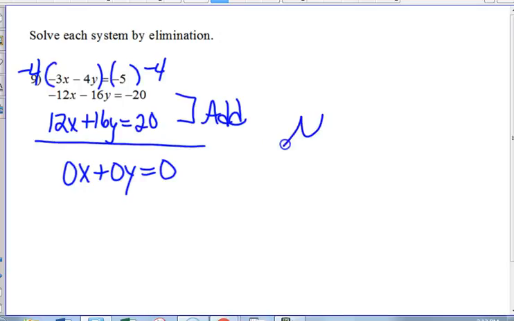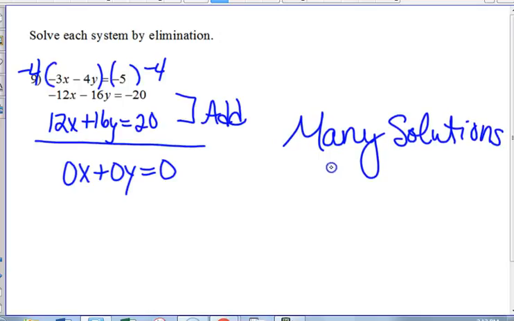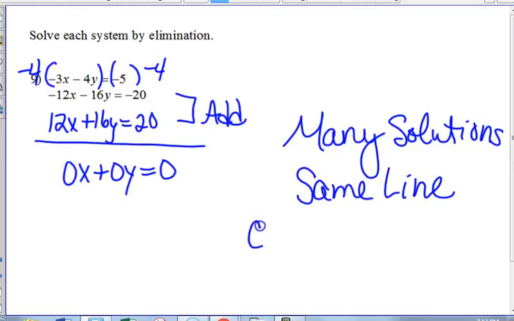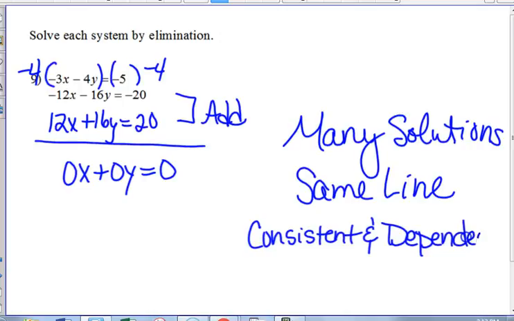So this is many solutions. These are actually what? The same line. This is actually called a consistent and dependent solution, because they're consistent meaning there is one solution, and dependent because it's the same line. You don't have to know that vocabulary for this quiz.